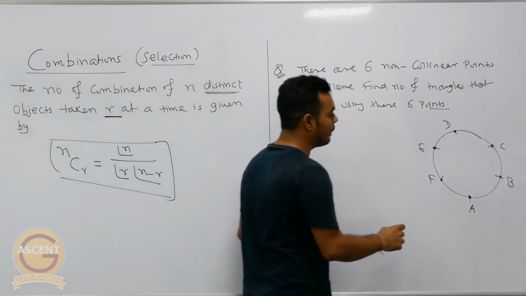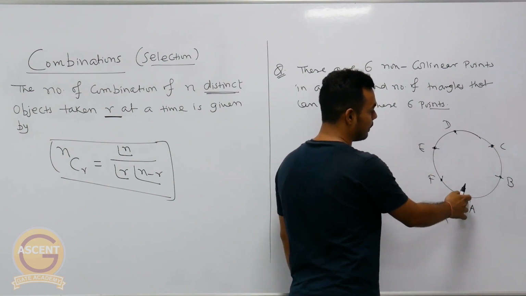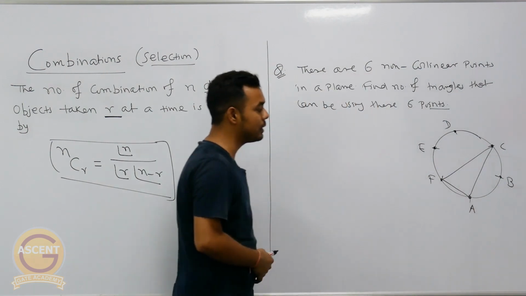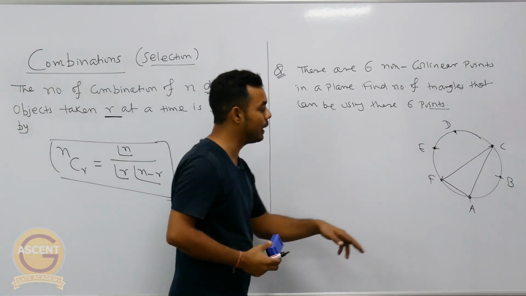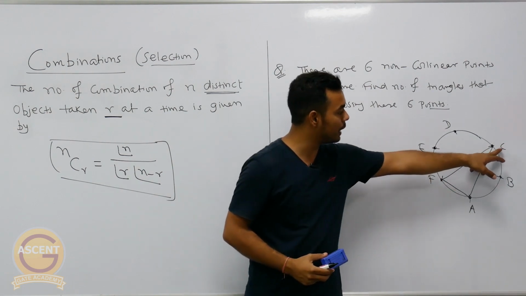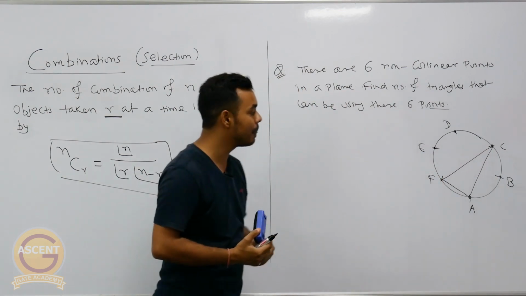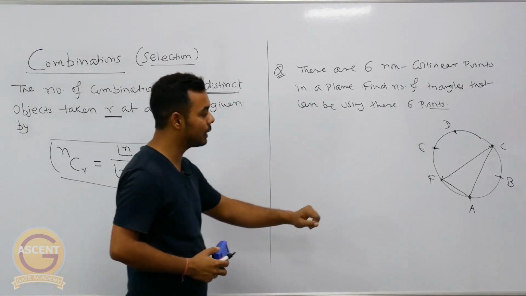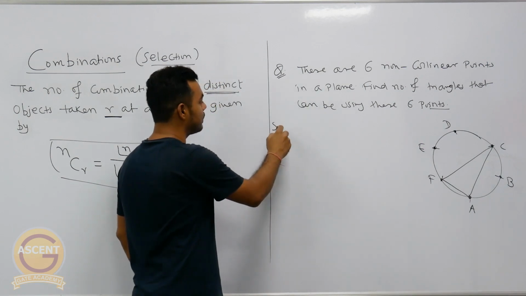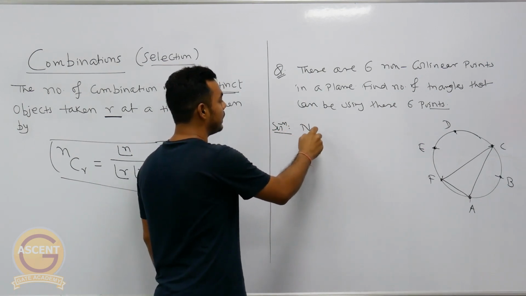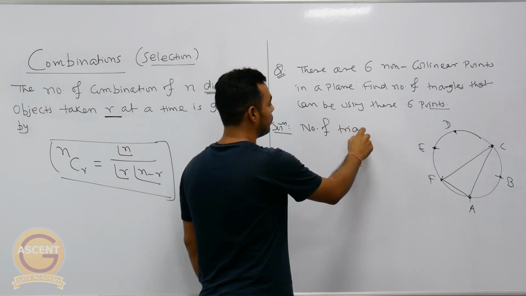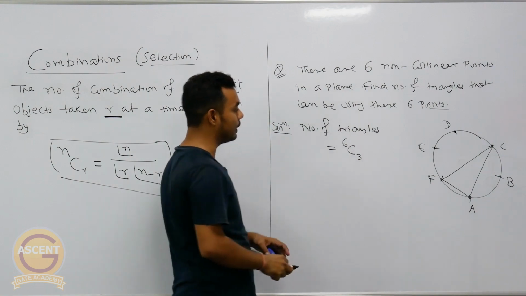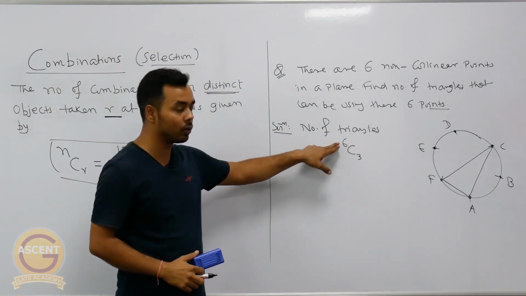So see here, if I select any 3 points, suppose I select point A, C, F, then I will get one triangle. And here the order in which we are doing the selection is not important. Whether we select point A, C, F or we select point C, F, A, we will get the same triangle. So here we have to simply select 3 out of these 6 points, and corresponding to each selection we will get one triangle. So for this problem, we have to select 3 out of 6 points. So this will be simply 6C3, the number of ways of selecting 3 out of 6.